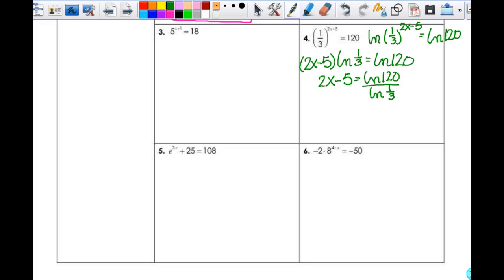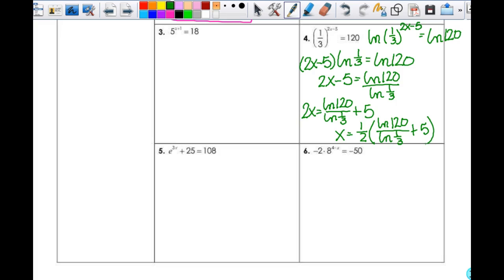Still need to get x by itself. So what would I do next? Add 5. So I get 2x equals the natural log of 120 over the natural log of 1/3 plus 5. Now what do I need to do? Divide by 2. Now I could make this one big, huge, ugly fraction and just put it all over 2. There's nothing wrong with that. But what's another option? Multiply by 1/2. Okay, so x is equal to 1/2, and then I need parentheses, times the natural log of 120 over the natural log of 1/3 plus 5, and then close my parentheses.